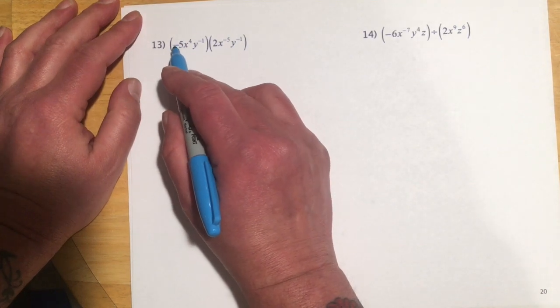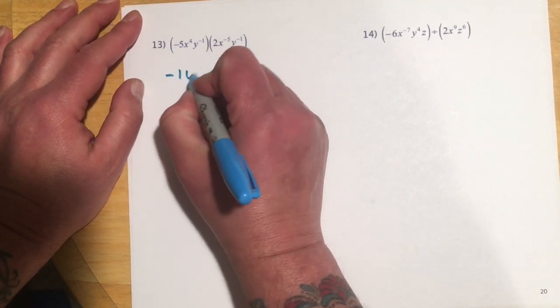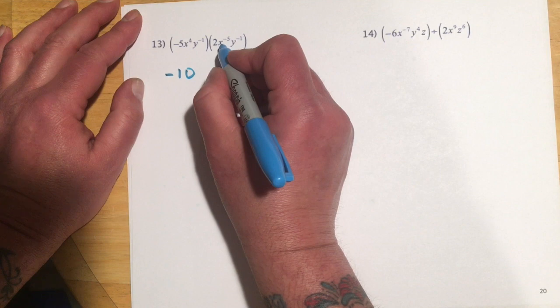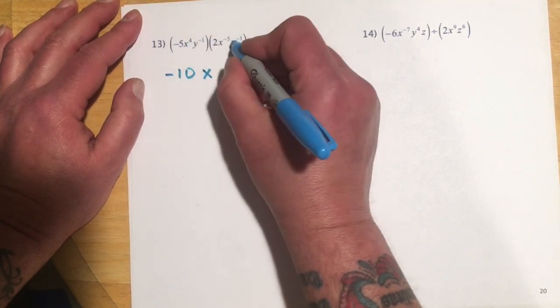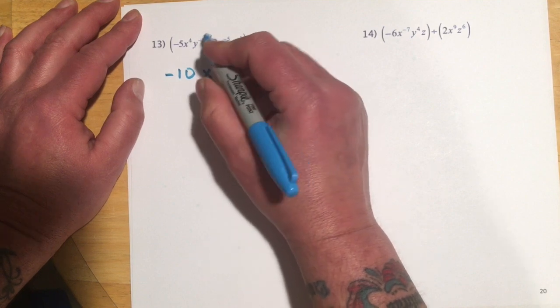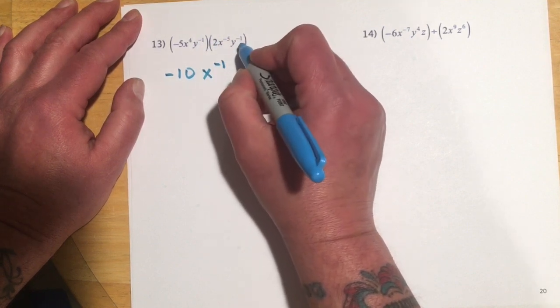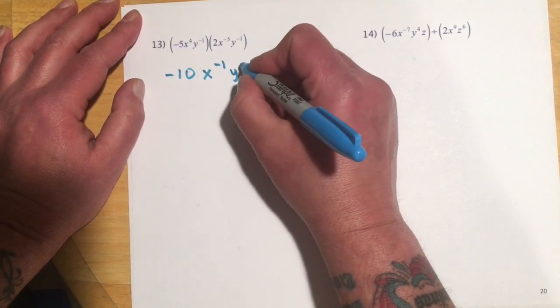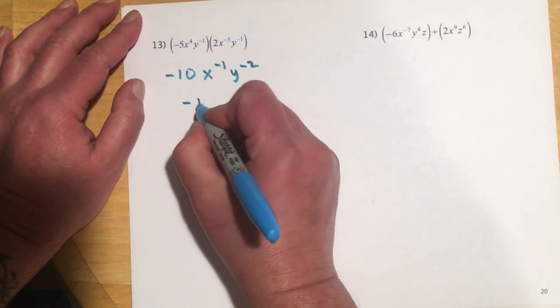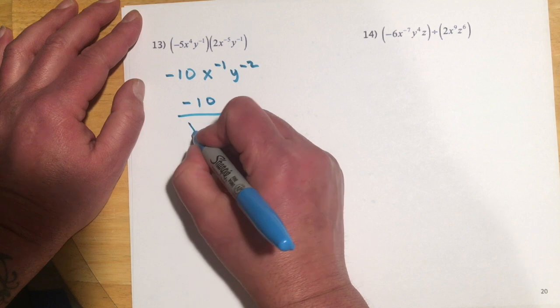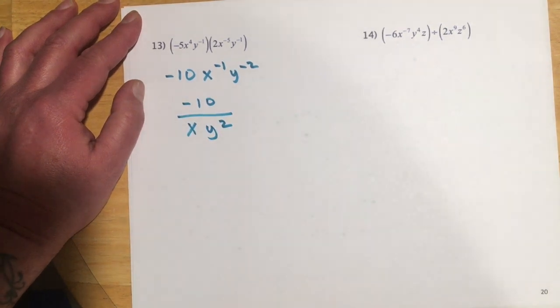So here we'd have negative 5 times 2 makes negative 10, x to the 4th, and then x to the negative 5th. That's going to make 4 plus negative 5 makes negative 1, and then y to the negative 1, so negative 1 plus negative 1 makes negative 2. And then to finish simplifying, we write with positive exponents, so x and y squared.